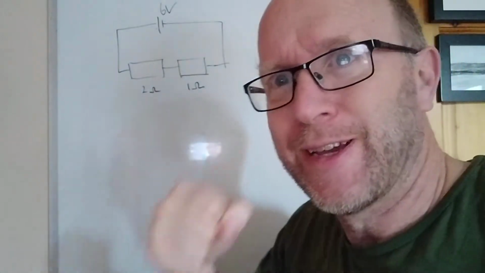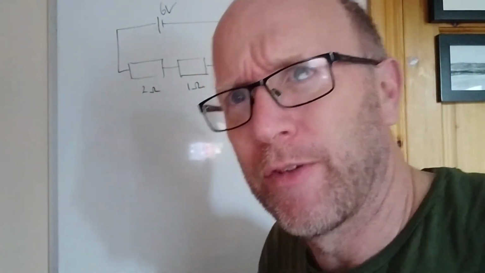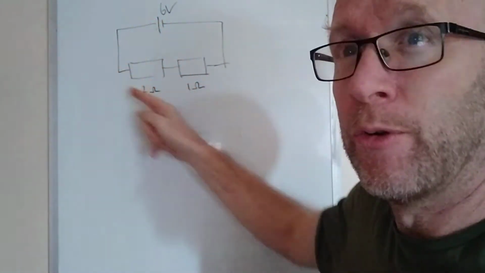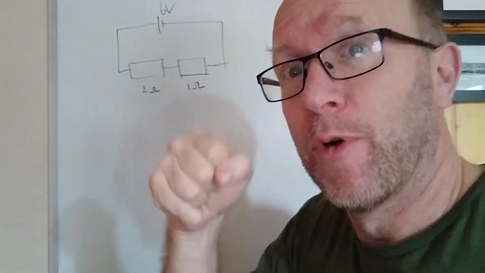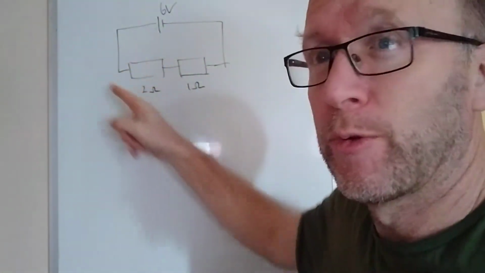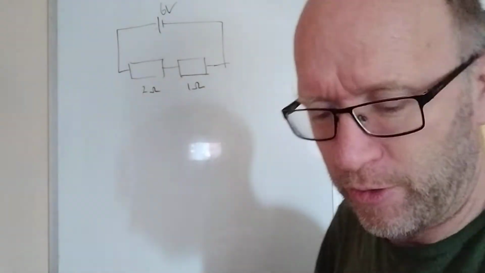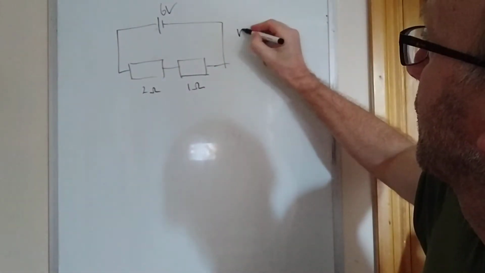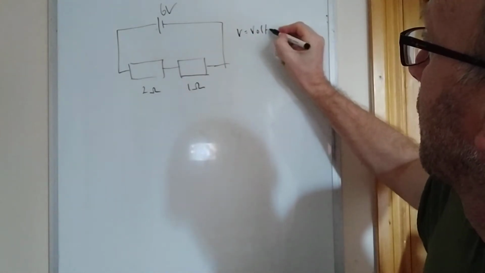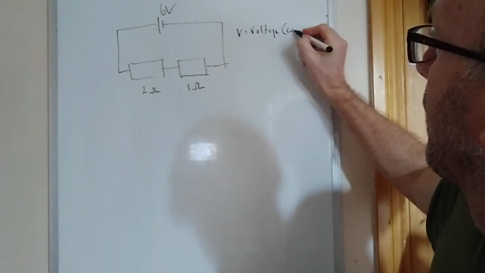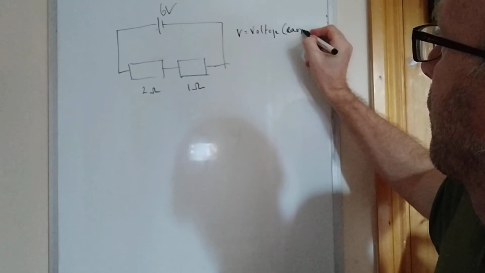The voltage is the energy, okay, that is given to these charges to get them to go around. So if you're 6 volts, you have more energy, so more charges will flow every second, so more current will flow. So we have voltage, which is the energy. So I'm going to write energy there.